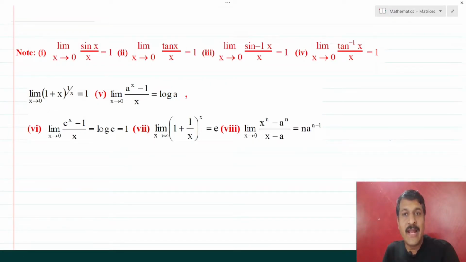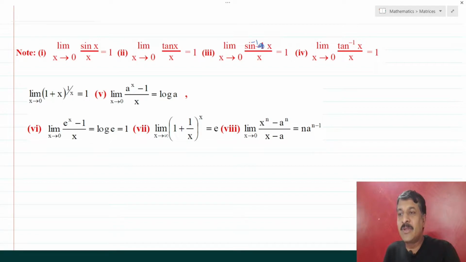Students, note these standard limits. Limit x tends to 0 sin x by x equal to 1. Limit x tends to 0 tan x by x equal to 1. Limit x tends to 0 sin inverse x upon x equal to 1. Limit x tends to 0 tan inverse x upon x equal to 1. Also limit x tends to 0 of 1 plus x raised to 1 by x equals e. Limit x tends to 0 a raised to x minus 1 upon x equal to log a. Limit e raised to x minus 1 upon x equal to log e, that is 1.